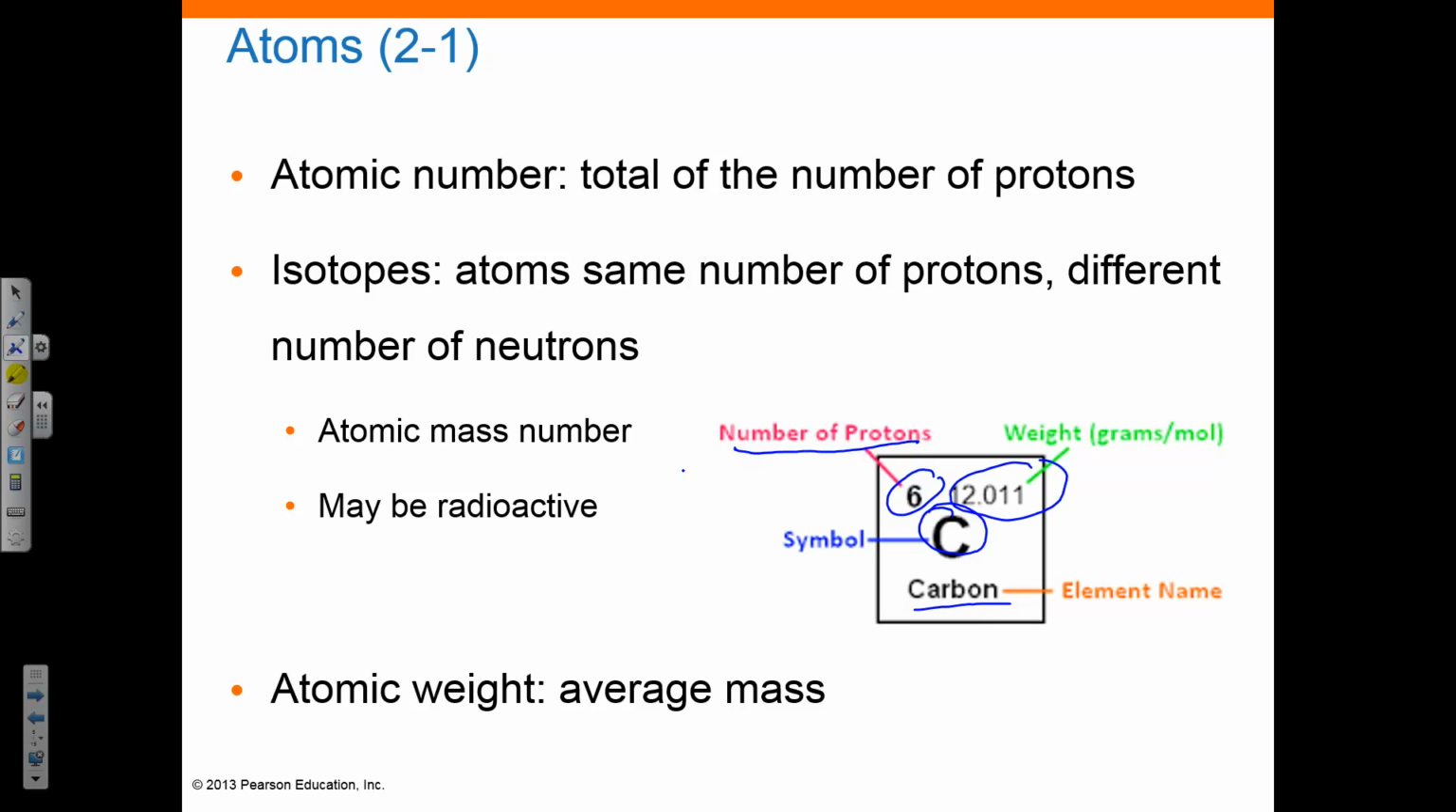So to review, we have atomic number, which is going to be equal to the total number of protons that we find in the nucleus of an atom. Isotopes are going to have the same number of protons but different numbers of neutrons. The atomic mass number can distinguish isotopes because atomic mass number is equal to the number of protons plus the number of neutrons. And atomic weight again is going to be that average mass of that element.